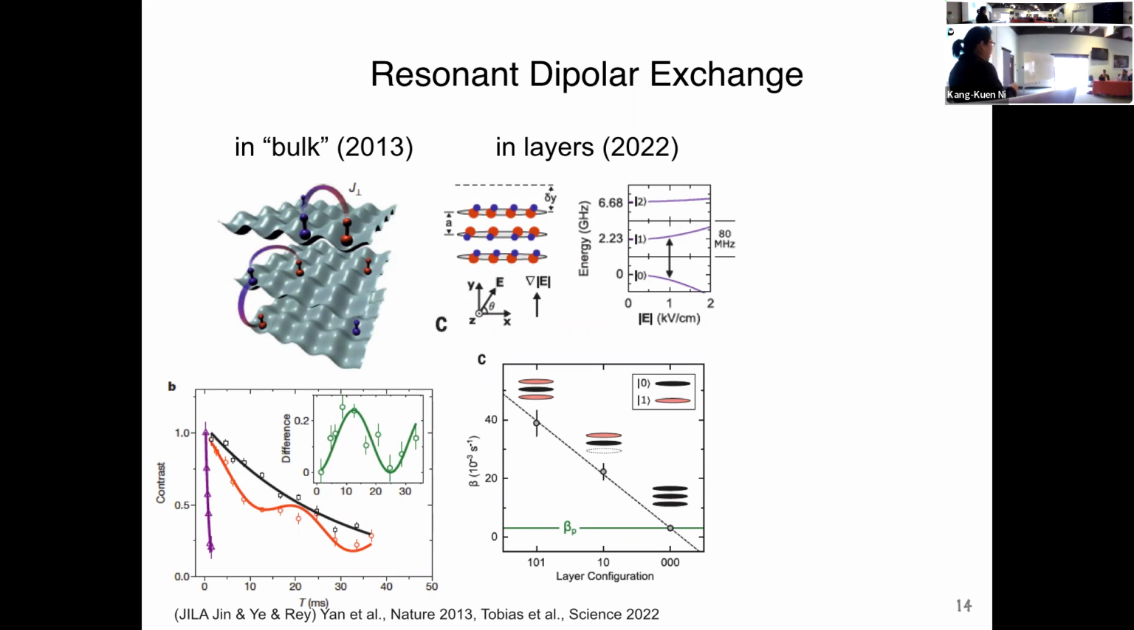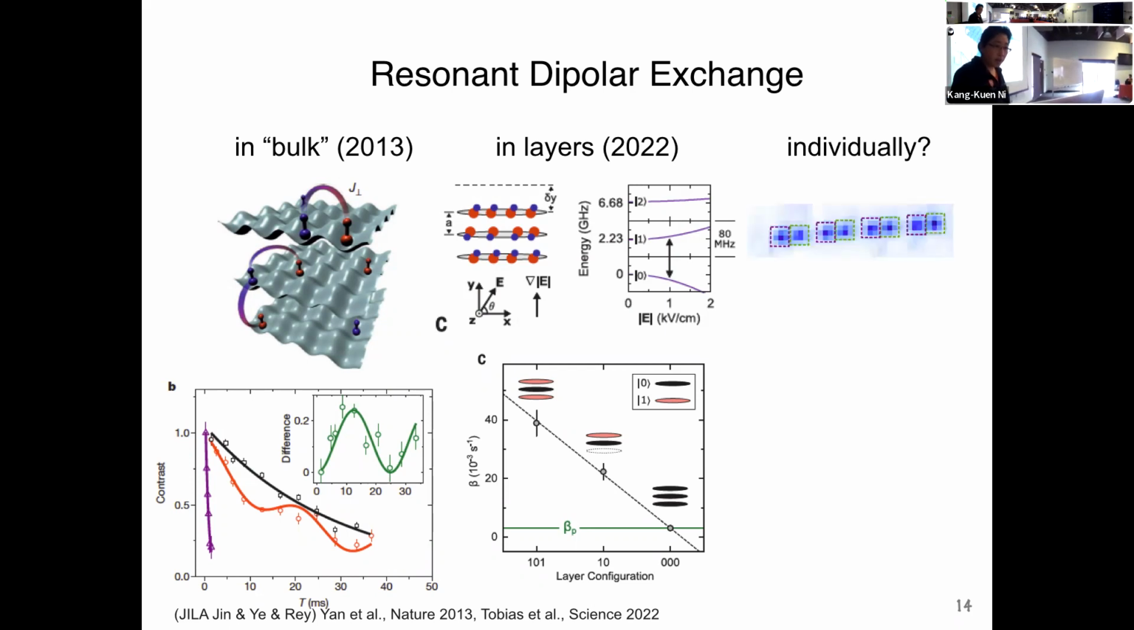And then if they have 0 and 1, then they see one goes to 0, 0 goes to 1 in a different layer, and that has a consequence of faster collisions that leads to loss, and that's their probe of these dipole interactions. And then when they prepare 0, 1, 1, or 1, 0, 1, then they see the rate goes up by a factor.